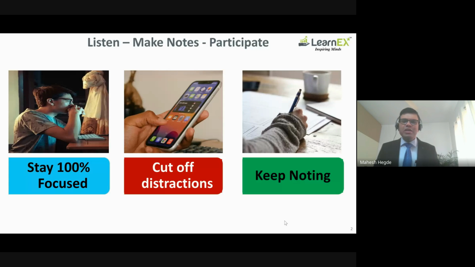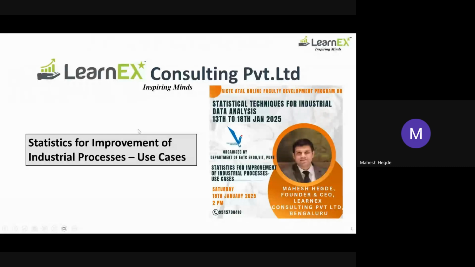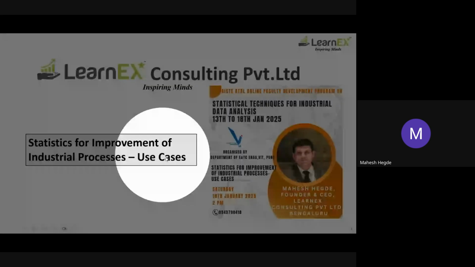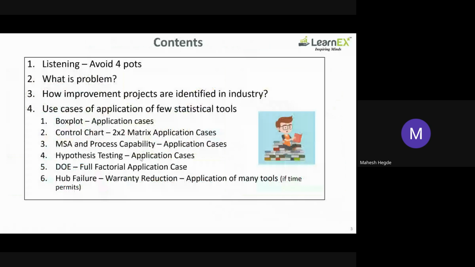The topic given to me is statistics for improvement of industrial processes, use cases. Since I have to talk about use cases, I'll be talking more on the application side. I'll not talk too much about the theoretical part of the statistical subject. I'm sure it has been covered in the past by some of the speakers. I'll speak more on the application side, but I will touch some portion of the theory, not too much.